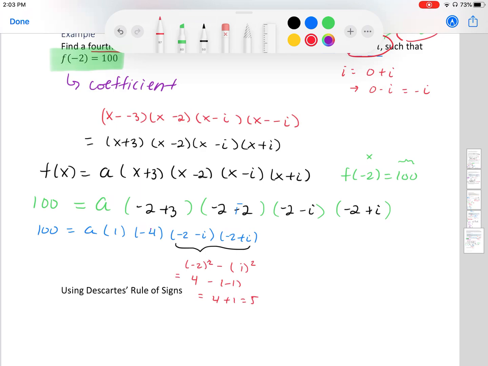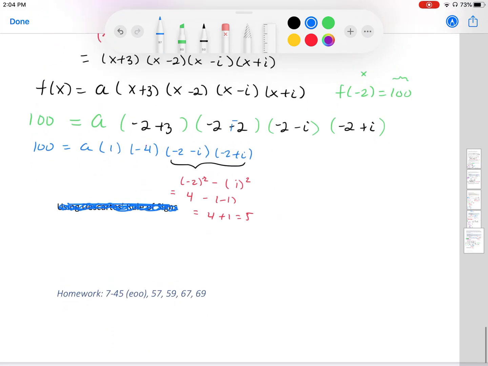Okay, so next is going to be Descartes' rule of signs, but you can read that on your own. You can skip it completely. It's more effort than what it's worth. So I was just going to say, look at that if you'd like.